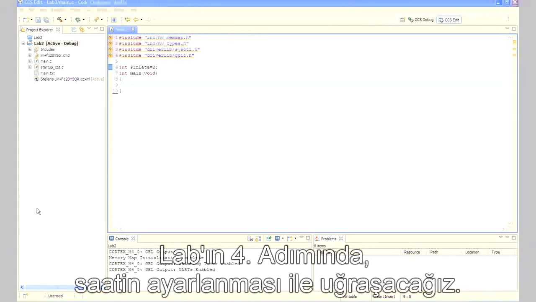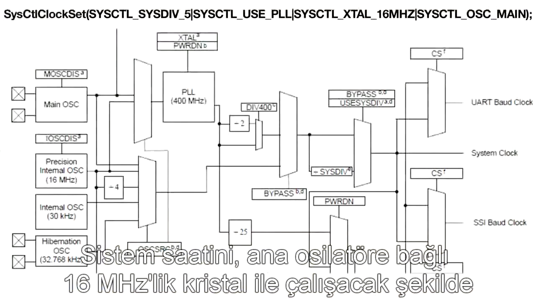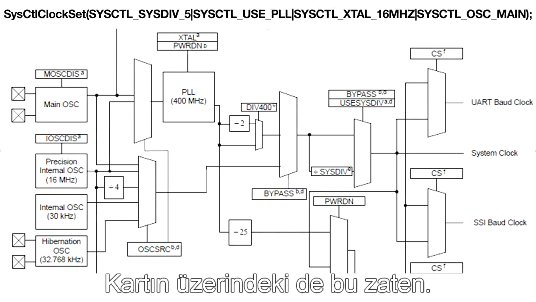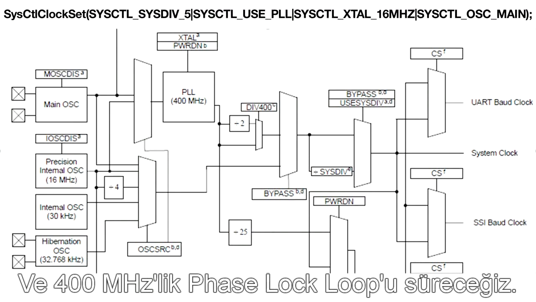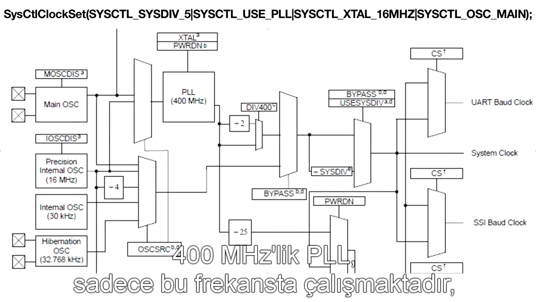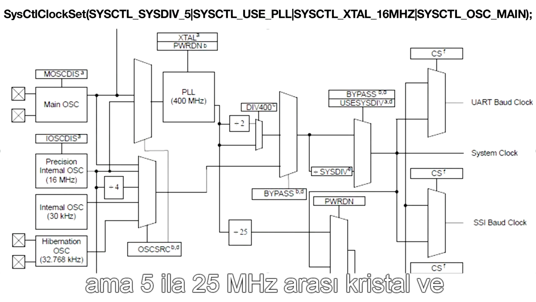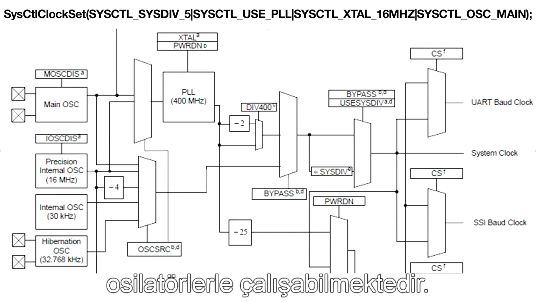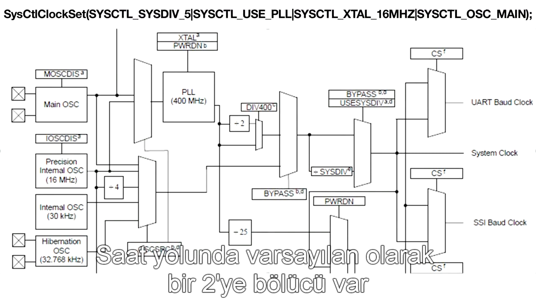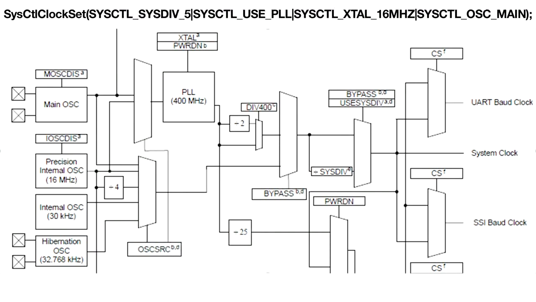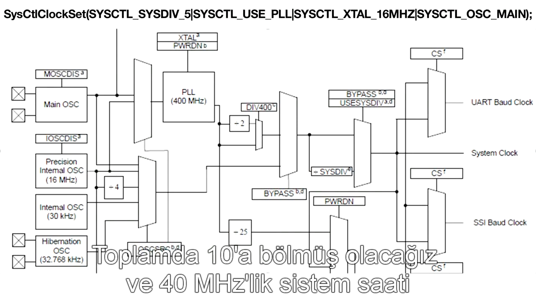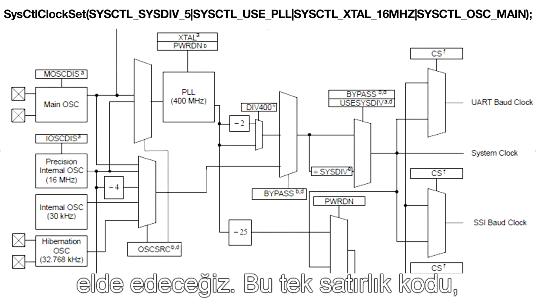In lab step four, we're going to deal with the clock setup. We're going to configure the system clock to run using a 16 megahertz crystal on the main oscillator. That's what's on the board, driving the 400 megahertz phase lock loop. The 400 megahertz PLL oscillates at only that frequency, but it can be driven by crystals or oscillators running between 5 and 25 megahertz. There is a default divide by 2 divider in the clock path, and then we're specifying another divide by 5, which totals 10. That means that the system clock is going to be 40 megahertz.